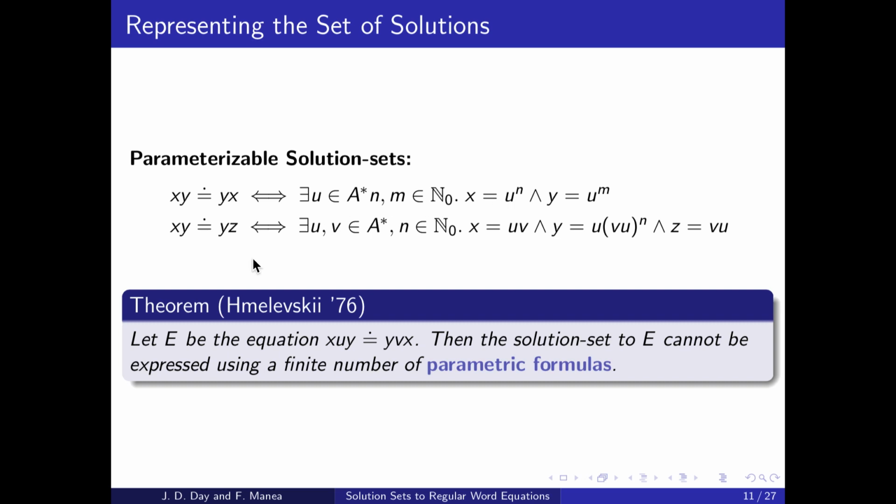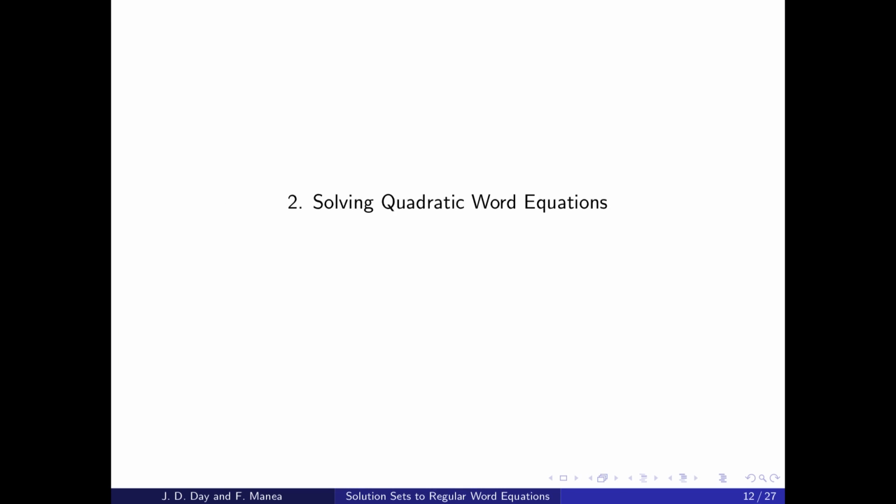And I'm not going to give a full formal definition of what I mean by these parametric formulas and parameterizable solution sets. But basically I want to point out that it's known that this is not possible even for regular word equations. So we have an example of a regular word equation for which we can't describe the solution set using parametric formulas of this type. And so we need a more sophisticated method of describing the solution sets in a finite way.